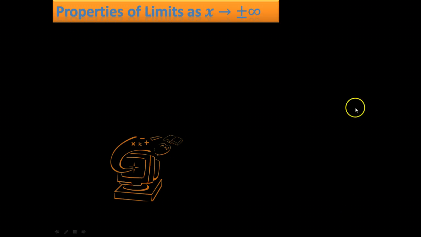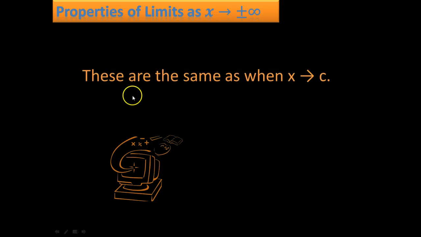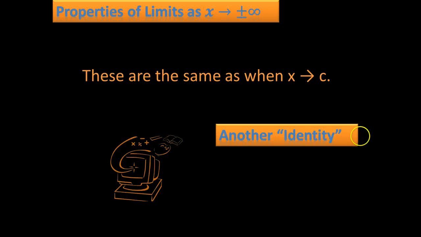Okay, let's talk about properties of limits as x approaches either positive or negative infinity. We talked about properties of limits as x approached a, some specific value. Well, very nicely, the same properties that apply when x approaches some value a apply when x approaches infinity. So that means, if you recall, you can add them, you can subtract them, you can multiply them, and you can divide them, of course, providing that the divisor function is not 0. And then we have another identity. This is similar to the limit of sine of x over x as x approached 0 in the last section, and that was equal to 1.